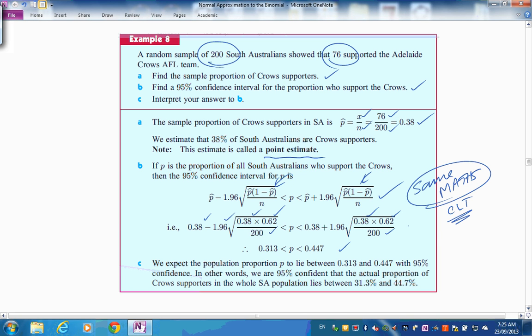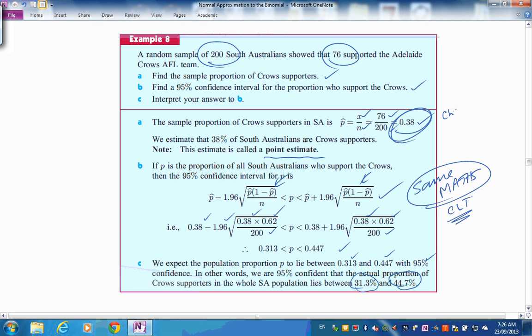Okay, interpret your answer. We're saying with 95% confidence, the true proportion lies between those two. It could be as low as 31.3% or up to 44.7%. Now, most people would say, this is a person in the street, as soon as you do that survey, this is gospel truth. 76 out of 200, therefore they've only got 38% support.